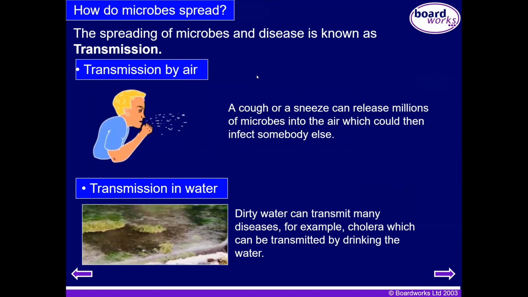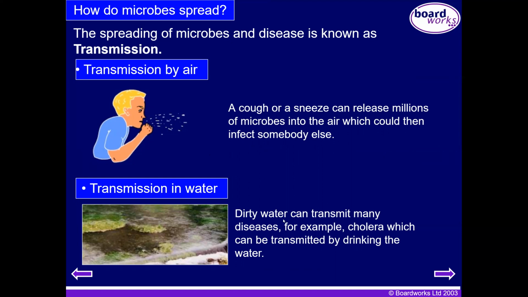Very soon we'll look at how bacteria, viruses, and fungi actually cause disease, but for now we'll just look at how microbes spread. The spreading of microbes and disease is known as transmission. We know that COVID, a relevant topic right now, is transmitted via airborne particles: coughing, sneezing, talking, etc. So transmission by air is a good example. A cough or a sneeze can release millions of microbes into the air that could then infect somebody else. Influenza did the same thing.